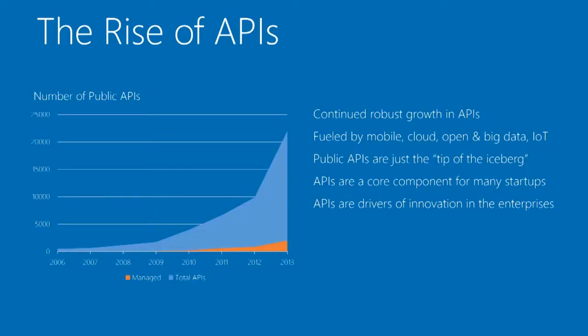Let's consider you have a startup, you're maybe building a mobile application, and you want to use a map. Chances are you're not going to build that map. You're going to plug into an API that exists. Perhaps it's Bing, perhaps it's Google, but that's not the core competency, that's not the solution you're trying to deliver. But you know that in order to give a good user experience, you need to embed that functionality, and the quickest way to do that is to consume someone else's API. And lastly, APIs are the driver of innovation within the enterprise.